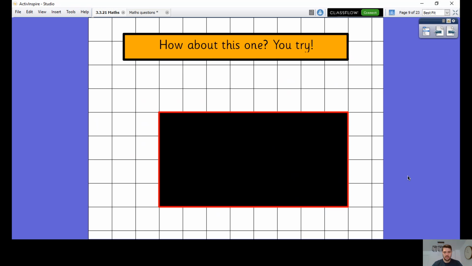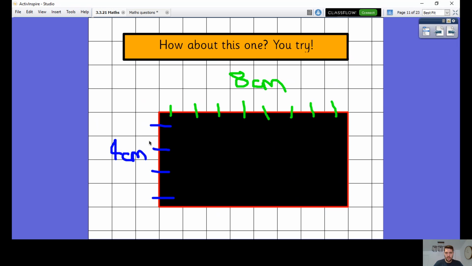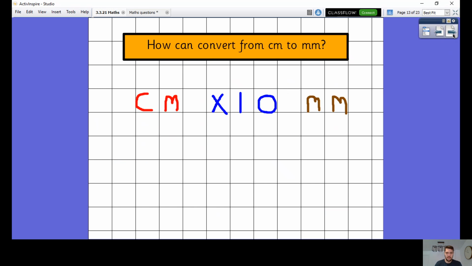See if you can have a go at this one. Calculate the length, calculate the width, and times them together. So the length is 1, 2, 3, 4. The width is 1, 2, 3, 4, 5, 6, 7, 8. And 4 times 8 is 32. So the area for this rectangle is 32 centimeters squared.